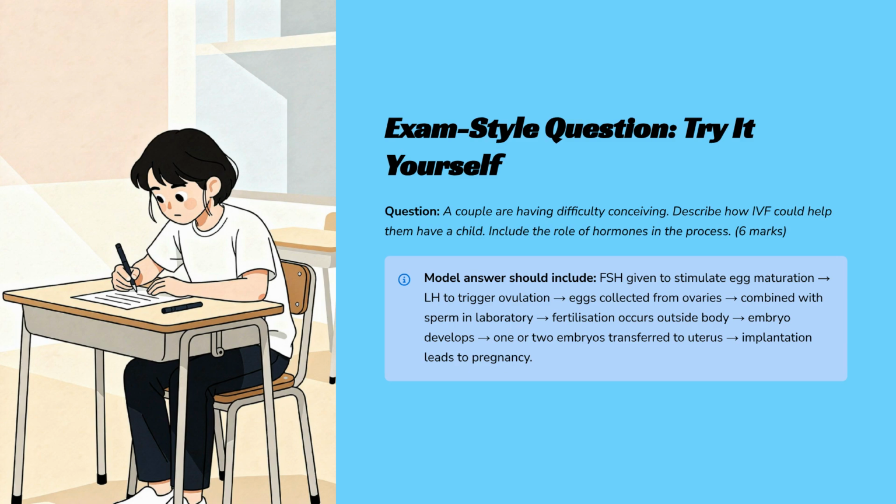A couple are having difficulty conceiving. Describe how IVF could help them, including the role of hormones. Your answer should track the process from FSH-stimulated maturation and LH-triggered ovulation through to laboratory fertilization and eventual transfer.